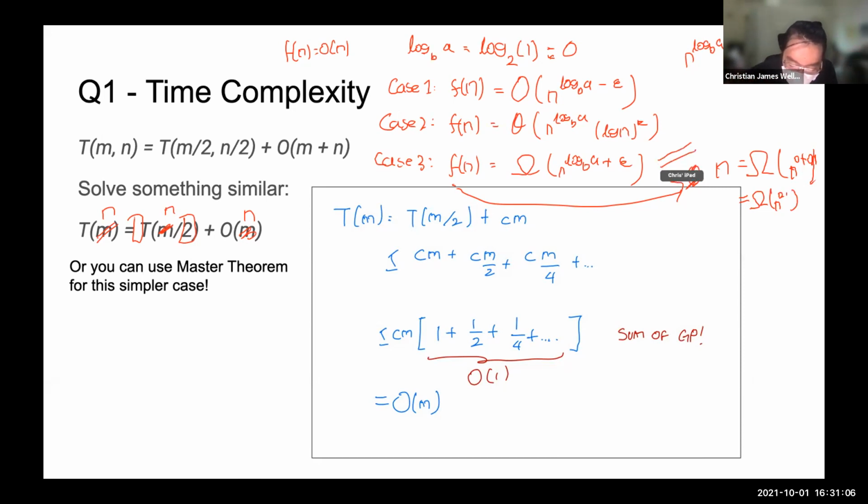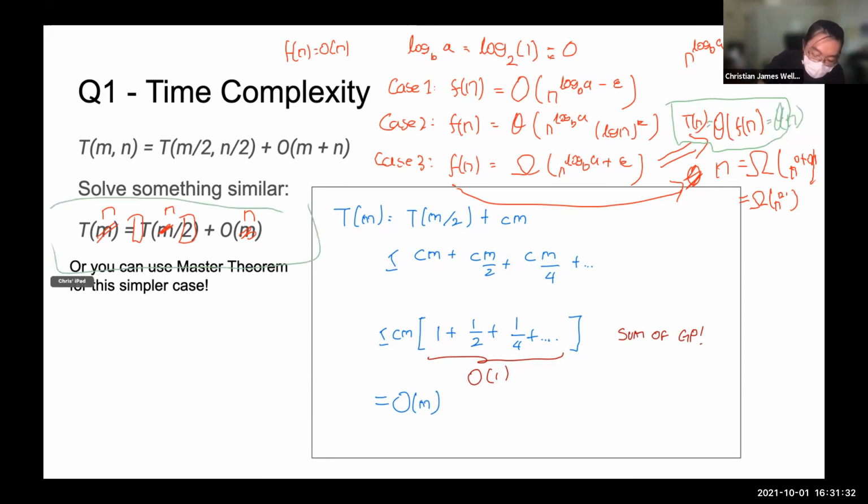And case 3 concludes that the answer is theta of f(n). Let me box this because the colors are getting out of hand. T(n) equals theta of f(n). So it concludes that this recurrence is theta of n. Okay, hopefully that's a quick recap of master theorem, and you're able to use it as well.